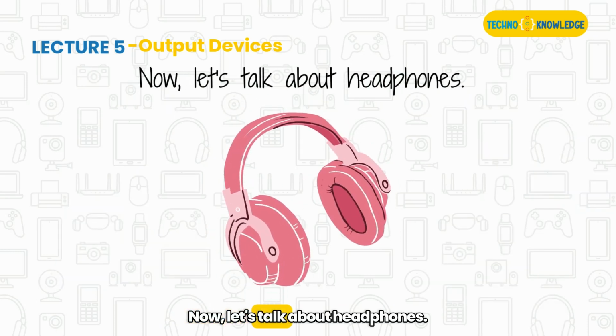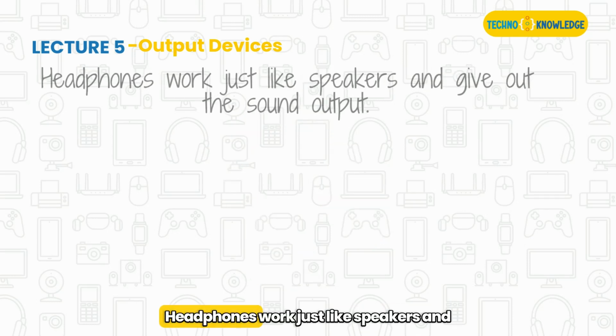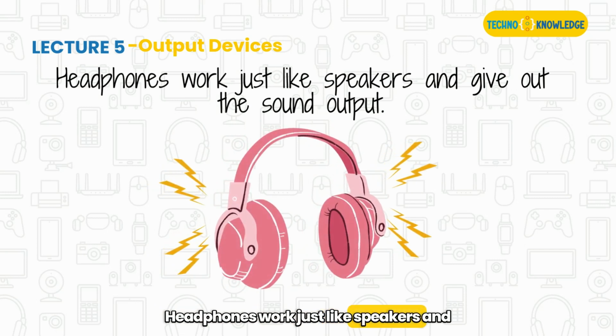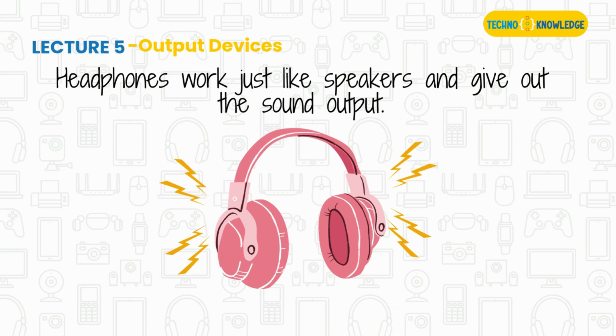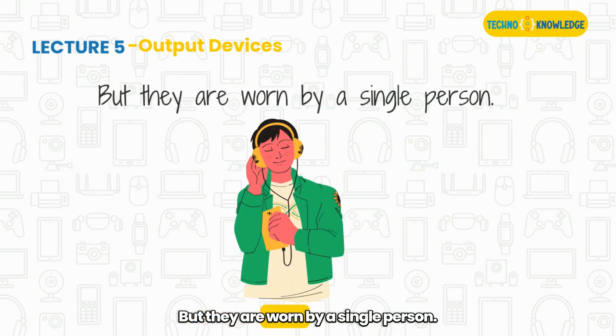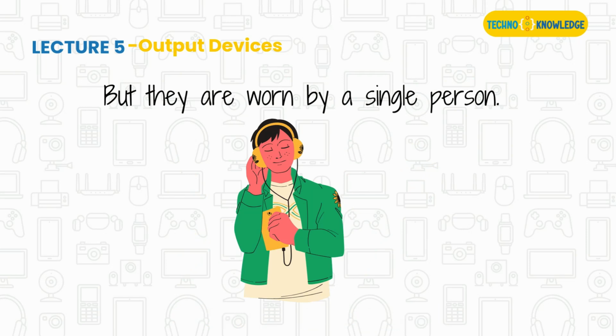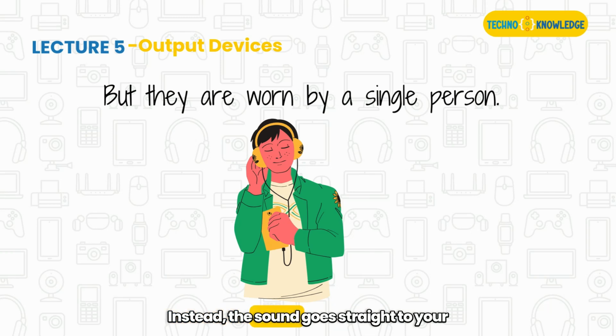Now, let's talk about headphones. Headphones work just like speakers and give out the sound output, but they are worn by a single person. They make sound, but the sound doesn't spread out like speakers do. Instead, the sound goes straight to your ears, so only you can hear it.